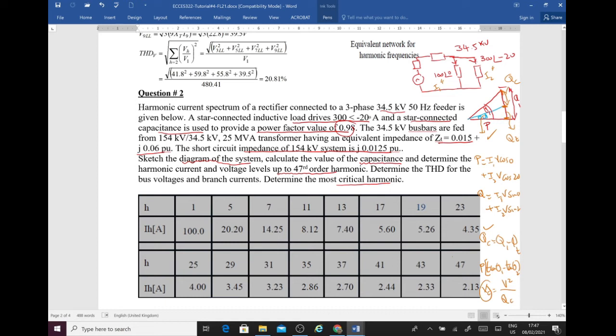Okay, so this is the first step that we need to do. We need to find what will be the value of XC. To find the value of XC, again we need to find theta 1. To find theta 1, we need to find P1, Q1. Once we find P1, Q1, then we're able to find the value of QC.